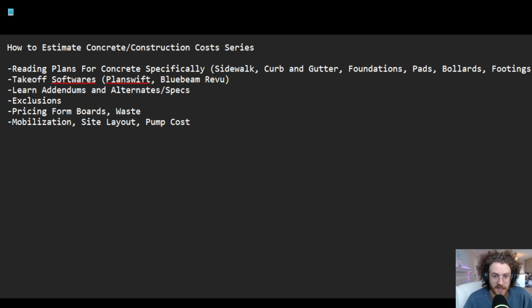Call some guy and say, hey, I've got this much sidewalk I'm putting in. It's this kind of landscape. This is what the area looks like. What would it cost to have you come in, shoot it, and site lay it?